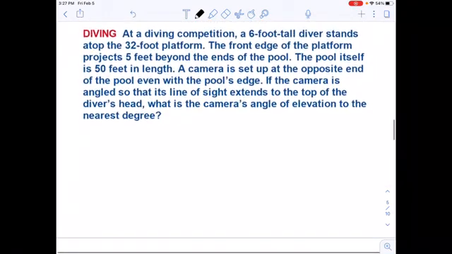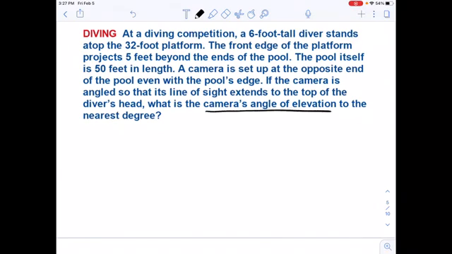let's try another one. This one we do have to draw a picture. Like I said, we always use triangles. So it's going to be some sort of triangle, and then we'll fill in our info. At a diving competition, a 6-foot-tall diver stands atop the 32-foot platform. The front edge of the platform projects 5 feet beyond the ends of the pool. The pool itself is 50 feet in length. A camera is set up at the opposite end of the pool, even with the pool's edge. If the camera is angled so that its line of sight extends to the top of the diver's head, what is the camera's angle of elevation to the nearest degree?